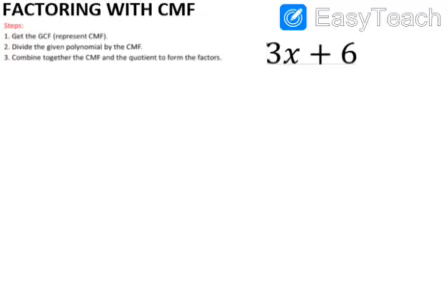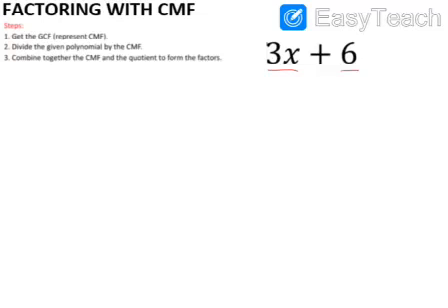Our given is 3x plus 6. This polynomial consists of 2 terms. 3x is the first term, and it has a variable x, while the second term is 6, and it has no variable. If that is the case, all we need to factor is the numerical coefficient.